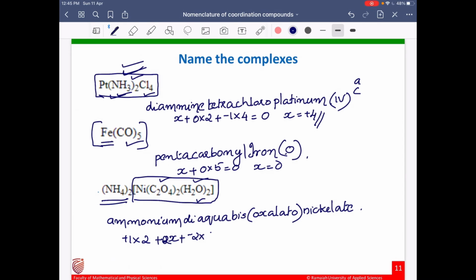Sorry, here only one nickel is there. So X, plus -2 into 2, plus water doesn't have any charge, 0 into 2. So the total should be 0. From this we can calculate the X value. We will get the X value as +2. If you solve this, then that value of 2 should be given as a Roman numeral just after naming the metal ion.